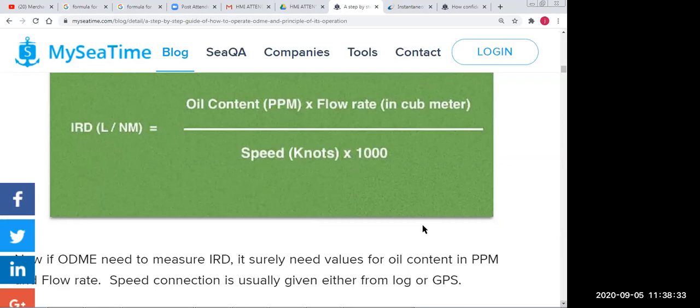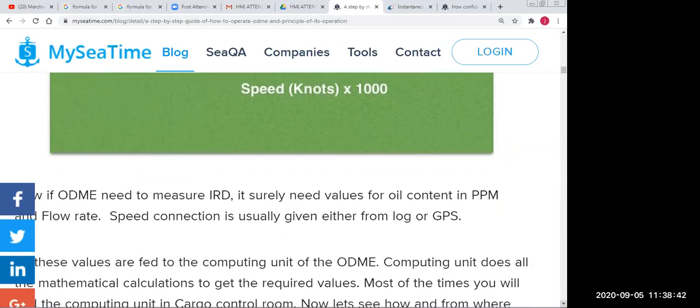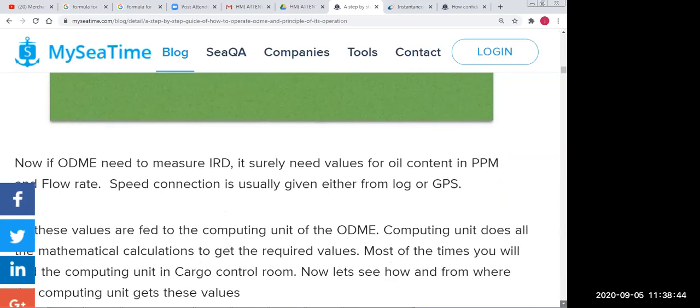So the flow rate is calculated by ODME, and the ppm by the analyzing unit. Speed is coming from either GPS, or if it is not working properly, we will enter manually.